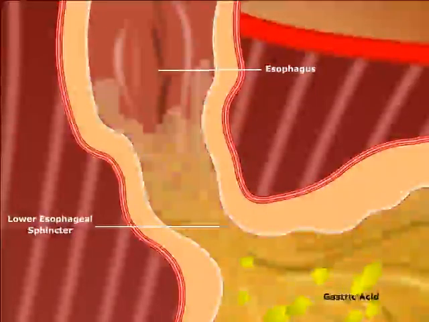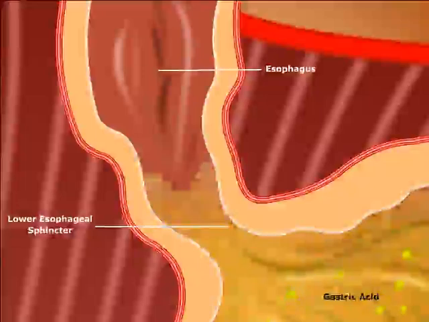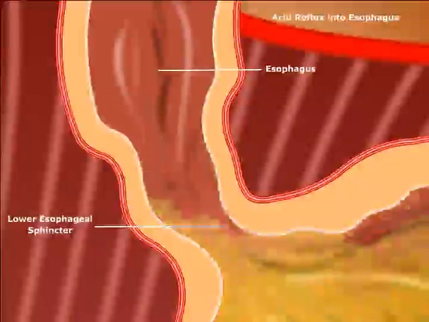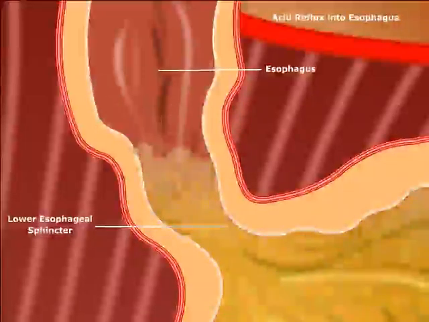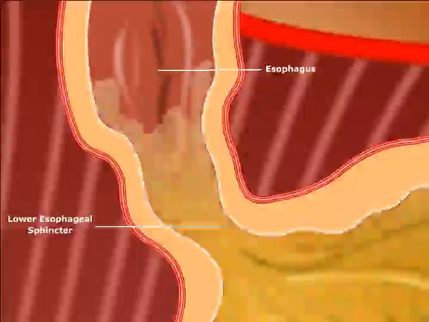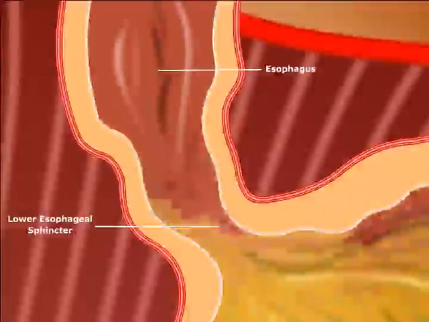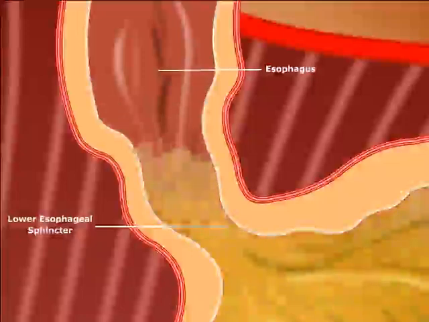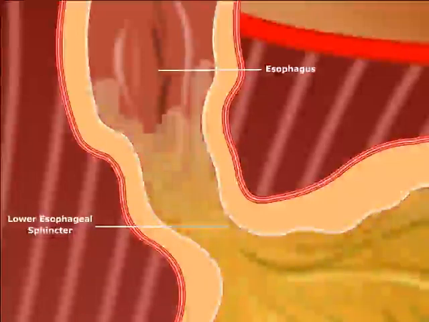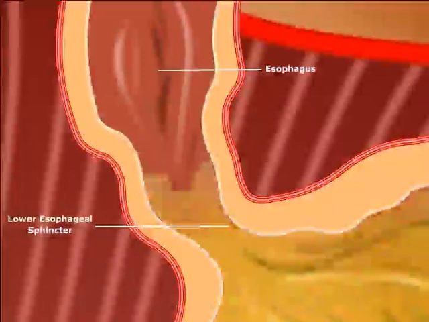When the lower esophageal sphincter is unable to close properly, gastric acid can flow back or reflux into the esophagus, damaging the esophageal lining, causing pain and discomfort. This condition is called gastroesophageal reflux disease, or GERD, and more commonly known as heartburn.